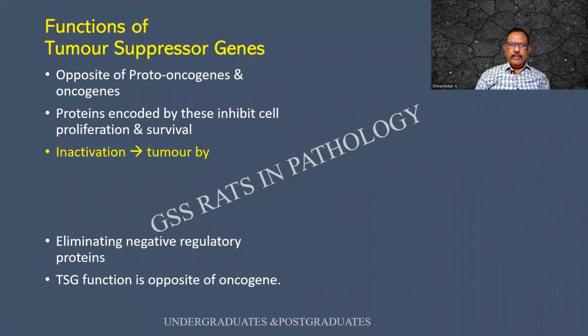What are the functions of the tumor suppressor genes? One, they are opposites of the proto-oncogenes and oncogenes. So these two are helpful in the formation of malignancy. Tumor suppressor genes suppress the malignancy. Proteins encoded by this inhibit the cell proliferation and survival. If there is inactivation of this tumor suppressor gene, it can lead to tumor. And that can be because of these mechanisms. Elimination of a negative regulatory protein, or TSG, tumor suppressor gene function, is opposite to that of an oncogene. Therefore, you find that when this is removed, the oncogene becomes active, there is a neoplasm.